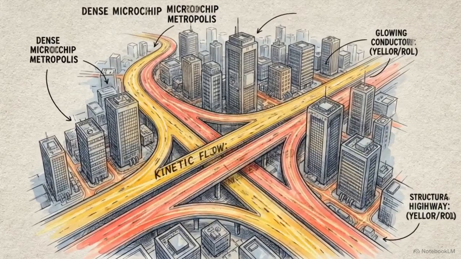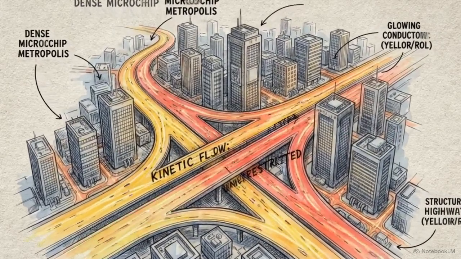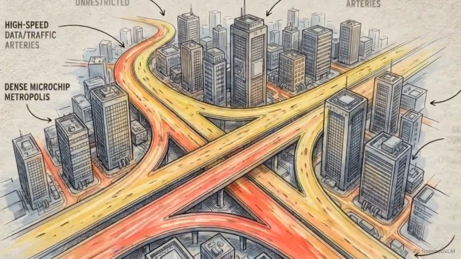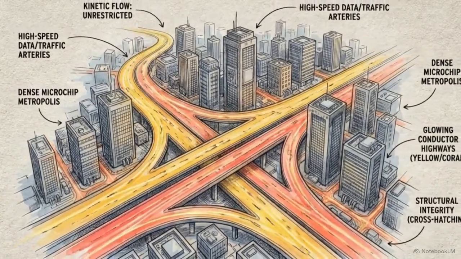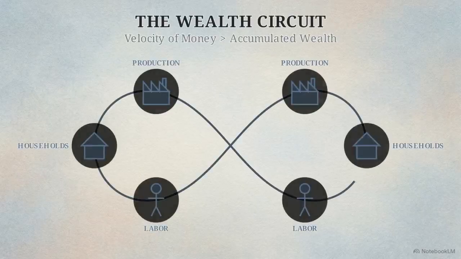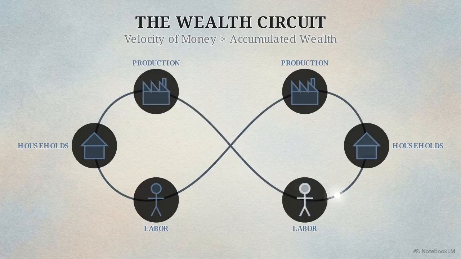Capital works exactly like electricity. It powers innovation, it builds cities, and it sustains life, but only when it remains in constant motion. When capital pools up and stops moving, the entire system eventually goes dark. Keeping the circuit closed and the current flowing is the only mathematical way to keep society running.